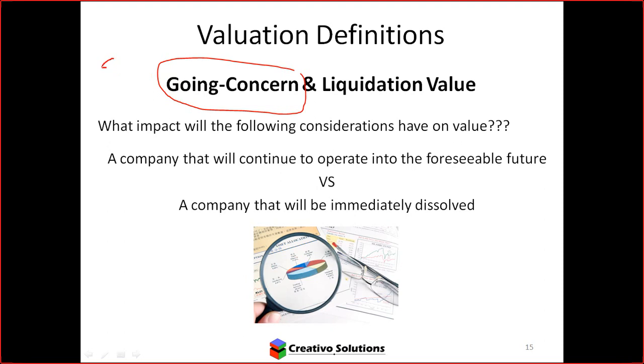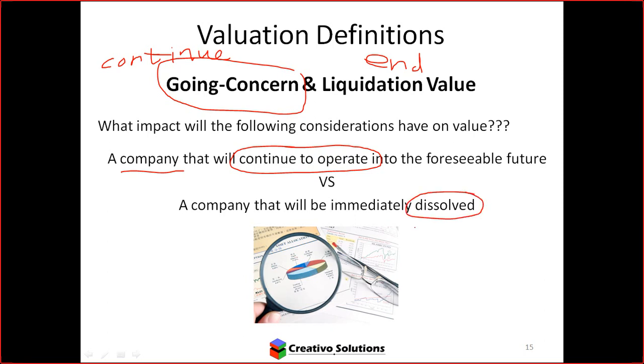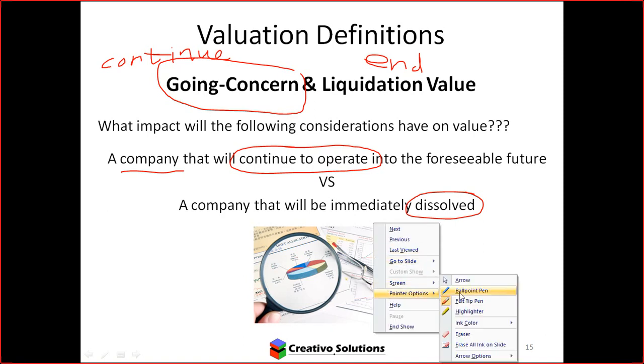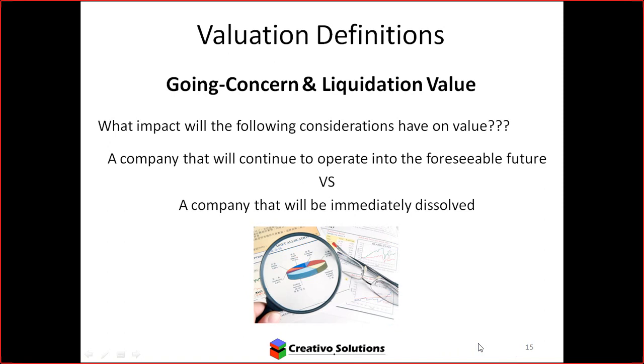So going concern means the business will continue, and liquidation means the business will end. All right, so does that affect value? Yes. Definitely, good. Okay, so when looking at this, the company will continue to operate in the foreseeable future. Which definition is that for? Going concern. Good. And if it's going to be dissolved? Liquidation. Liquidation, great. So when looking at value, I need to look at both going concern and liquidation. Because here's an example.